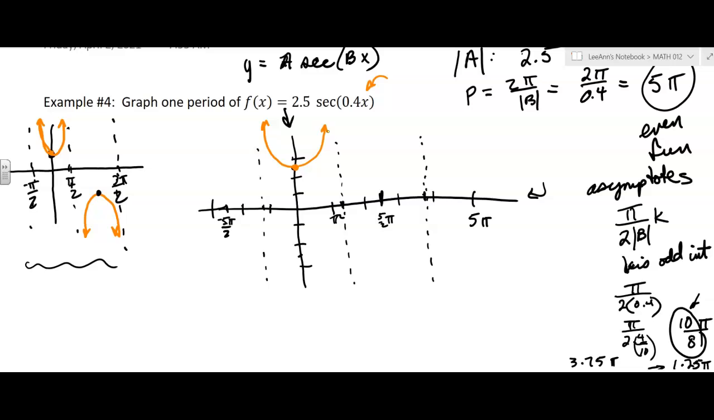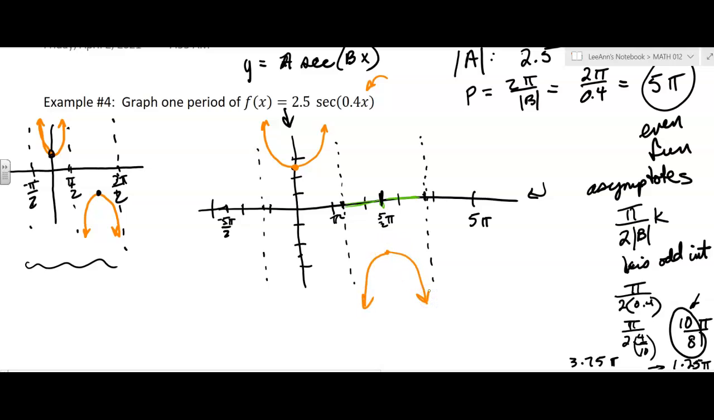Okay. The other point, well, I've got to be halfway in between, right? So here I was at 5 over 2, right? And so does this look like the same distance here as here? You could calculate that out, and it is. It's the same distance. So you're going to be right there at 5 over 2 pi, and we're going to put it at negative 2.5. It's going to be like right there, and it's going to be going this way.